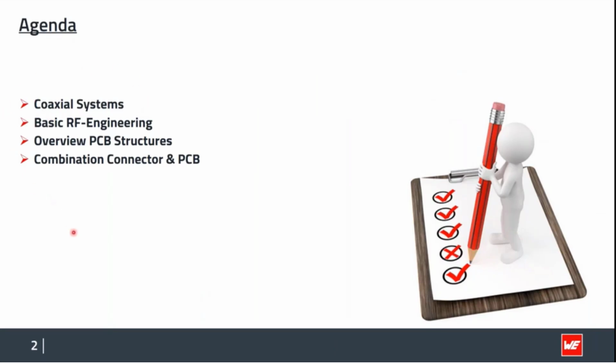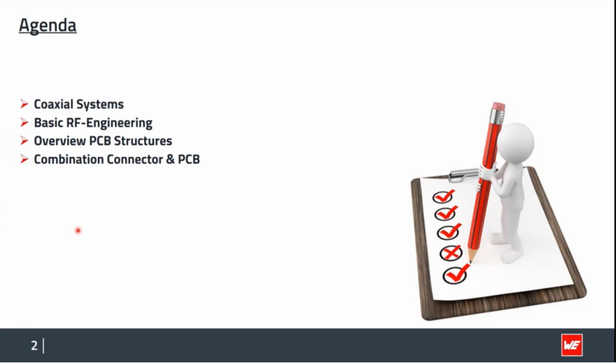For the beginning, we will have a look at coaxial systems themselves. What is it? What parts are contained? How they're set up? What is quality points for coaxial connectors? Then we will have a little bit of a review on basic RF engineering to catch up the most important points. And finally, we will have overview on different PCB structures in use and setups. And we are done with this.